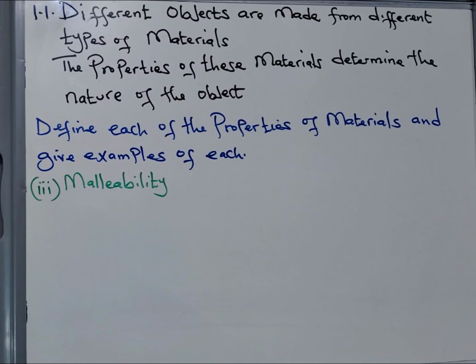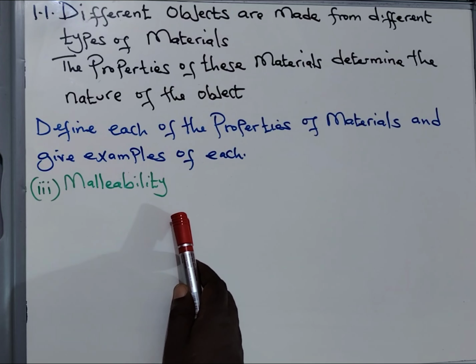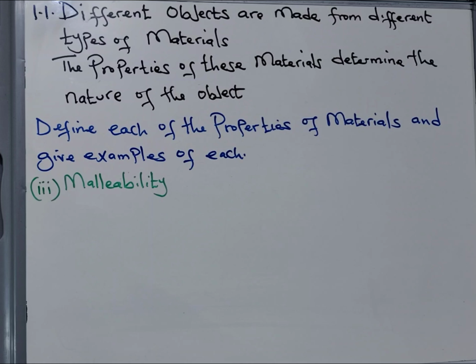Then comes this property, malleability. What does it imply? This implies ability to be pressed or shaped into different shapes without cracking or breaking. The examples we have are soft clay and a number of metals. When they are hammered, they can be shaped into different shapes.